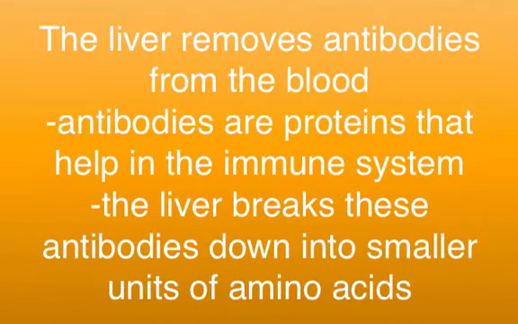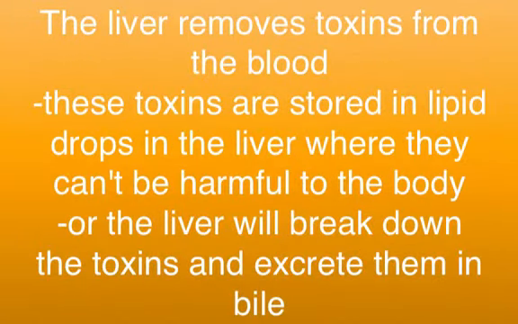The liver also removes antibodies from circulation. Antibodies are proteins which the liver will then break down into amino acids so that they can be recycled to make new proteins. And the last hematological thing that the liver does is to remove toxins from the blood. Certain toxins that we ingest in our diet are absorbed by the liver and stored in lipid deposits, where they cannot disrupt cellular functions, or the liver will break down toxins and excrete them in the bile.